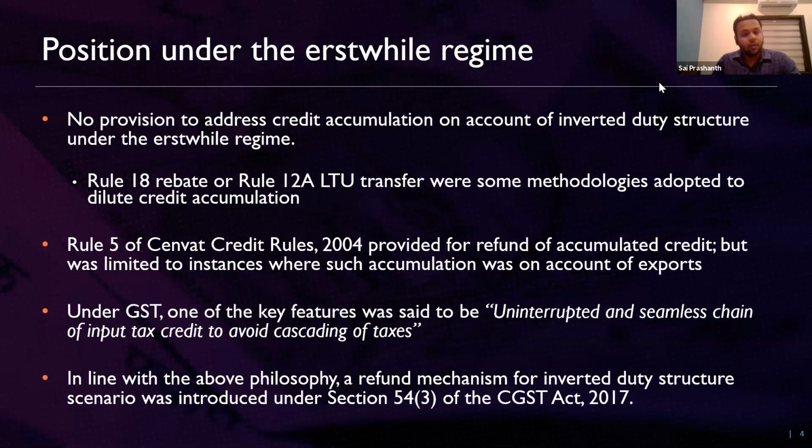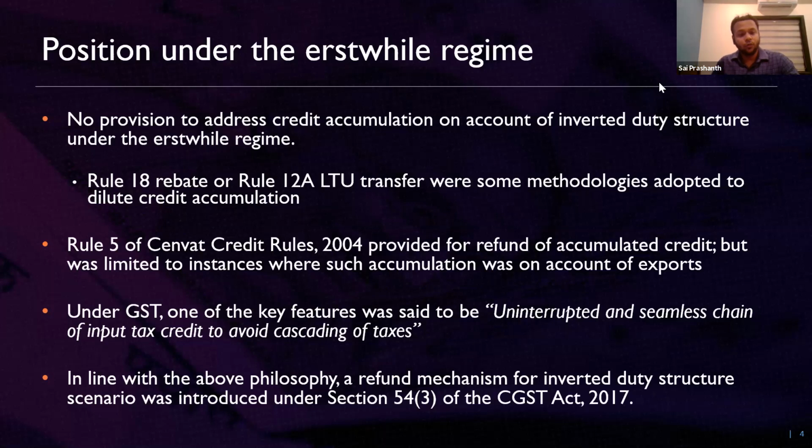That's one method. Another method I can think of is the concept of LTU, which is a large tax paying unit. Rule 12A of the Cenvat Credit Rules said that when I have multiple units pan India, I can transfer my credit from unit A to unit B. So this was also one of the methodologies adopted by the assessees to dilute their credit accumulation.